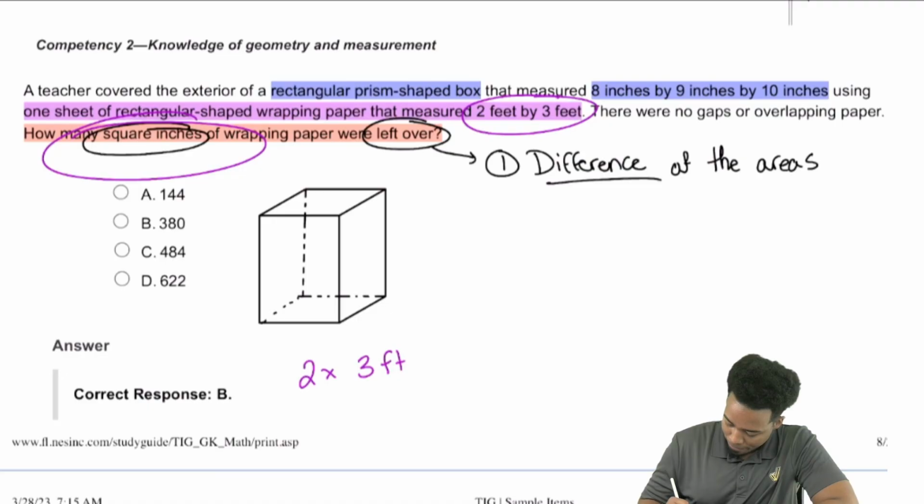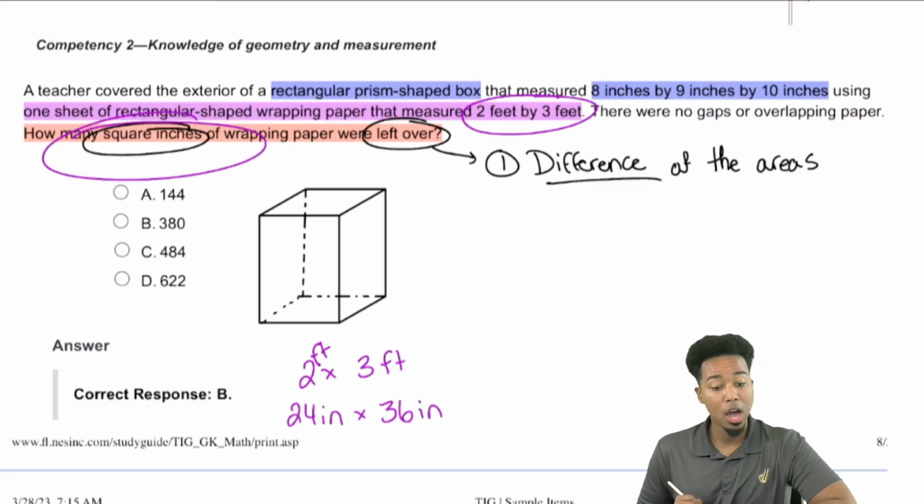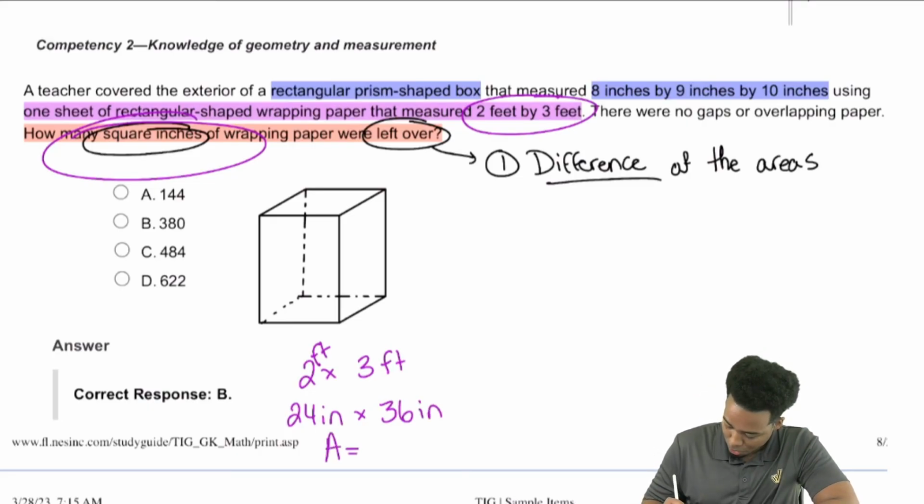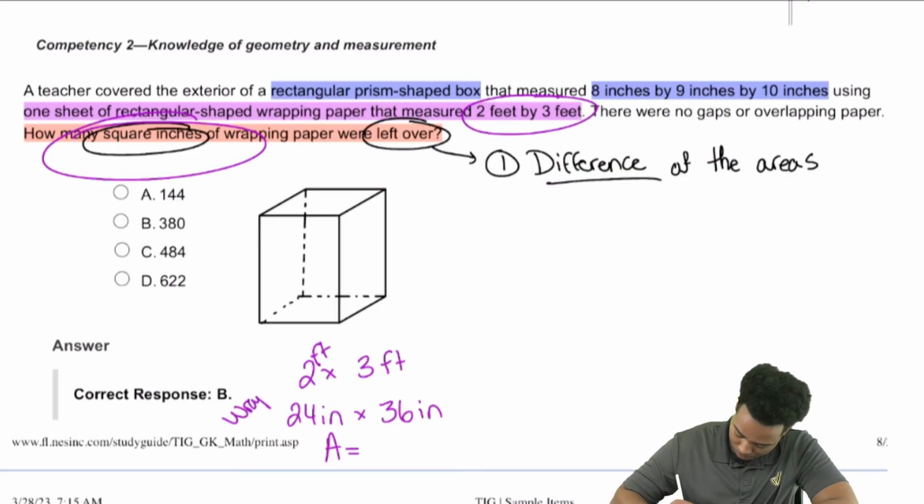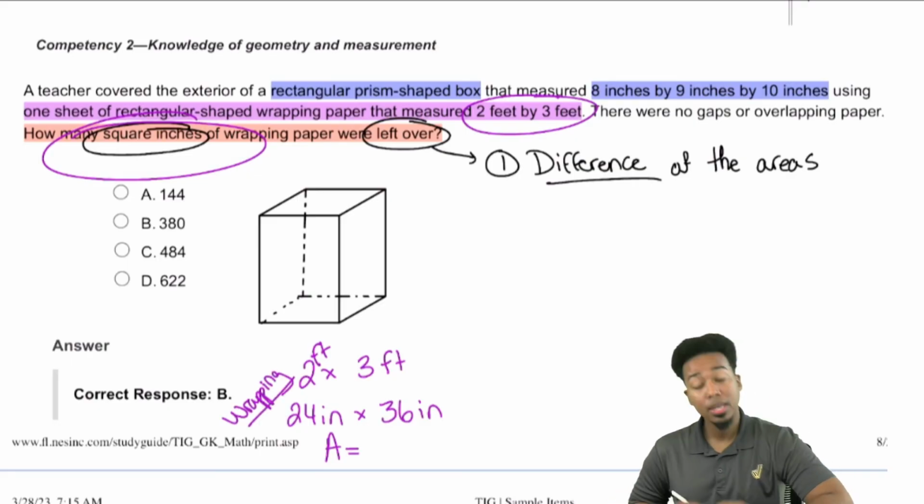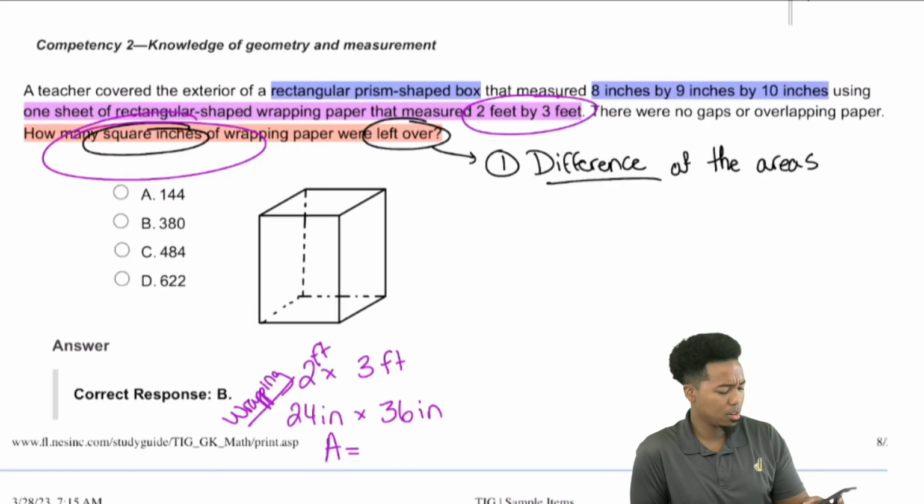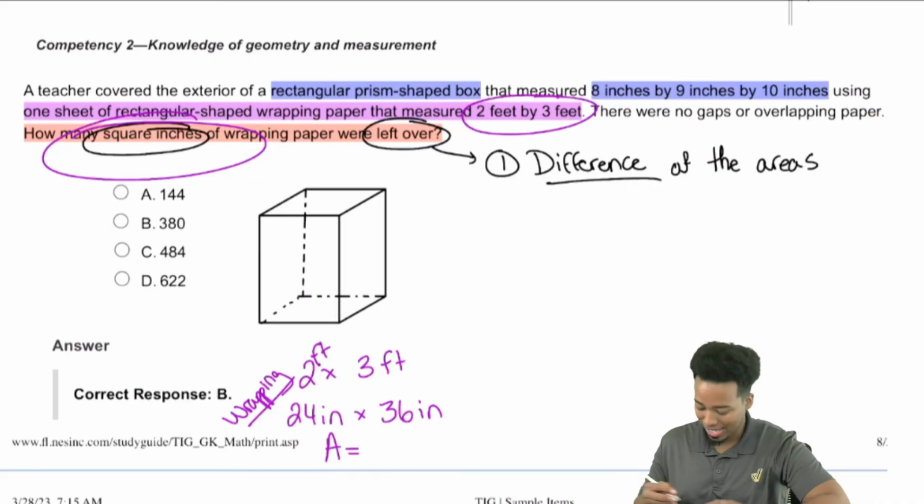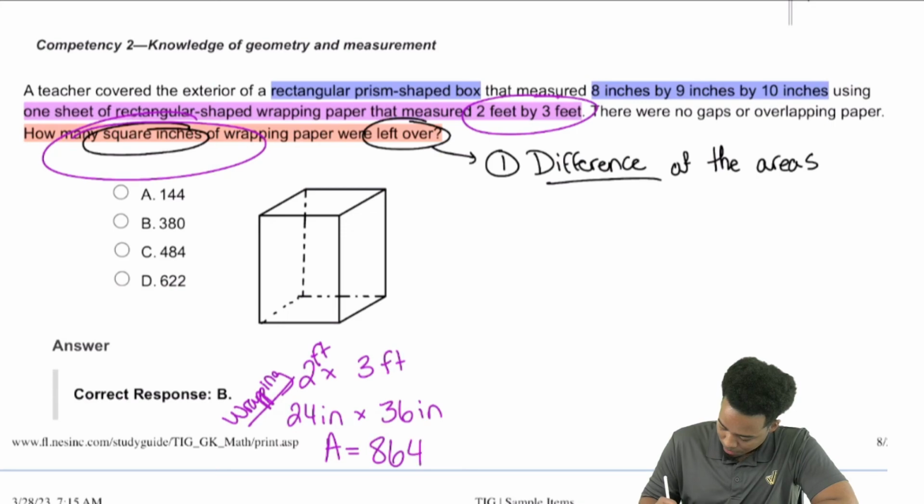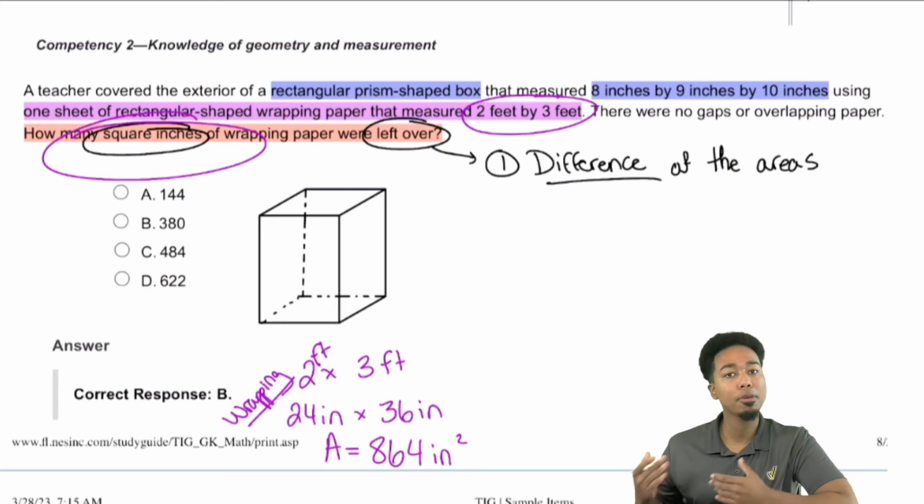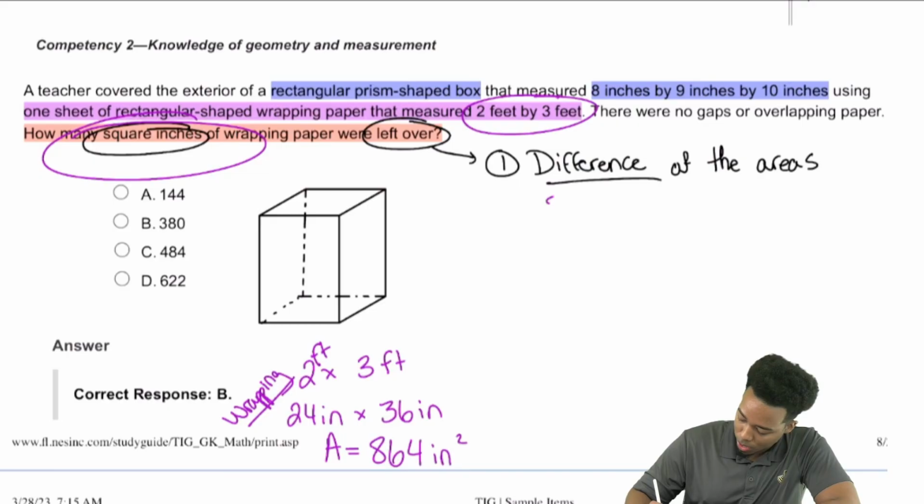So 2 feet, if we convert it into inches, is 24 inches. 3 feet is going to be 36 inches. Now, if we calculate the area for the wrapping paper, let's grab a calculator. I'll say 24 times 36. Booyah, that's going to be 864 square inches. So that's how much wrapping paper we have to work with, and that's what I'll write down right here, 864 square inches.